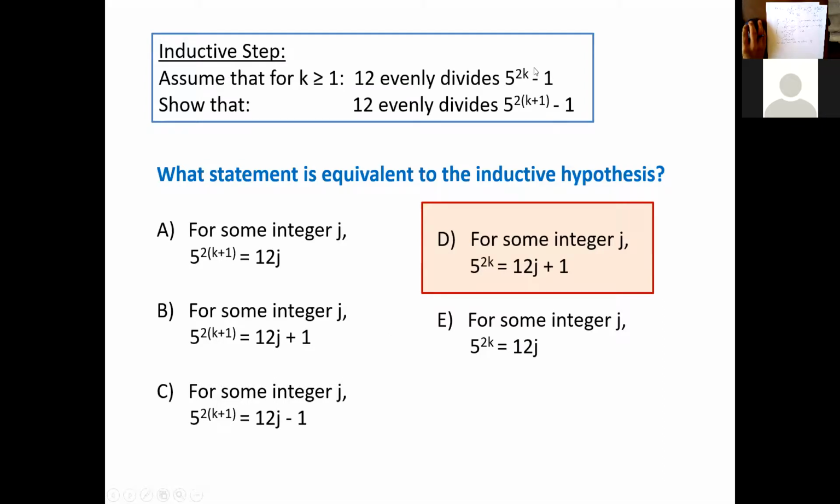because this says that 5 to the 2k minus 1 is 12j for some j, but that's the same as to say that 5 to the 2k is 12j plus 1, right? I just carry minus 1 to the other side. Okay, so this is the same as to say that 5 to the 2k minus 1 is a multiple of 12, which is what this says.